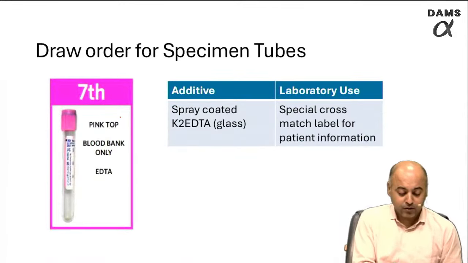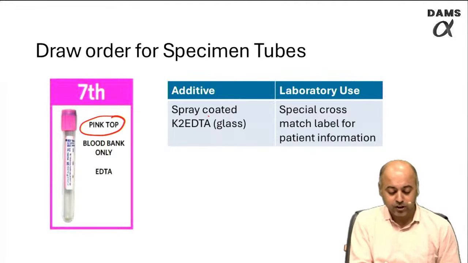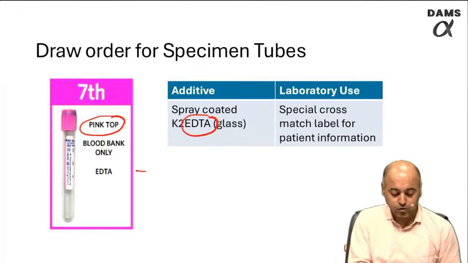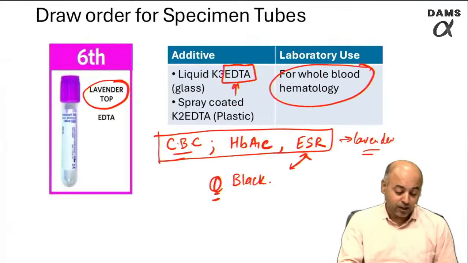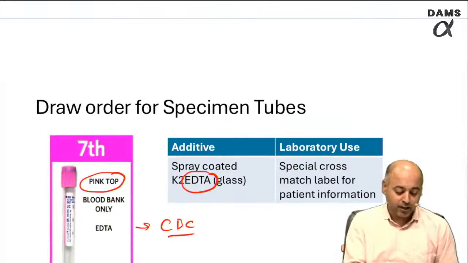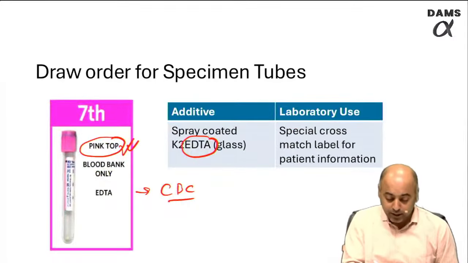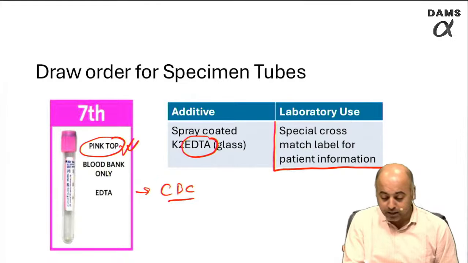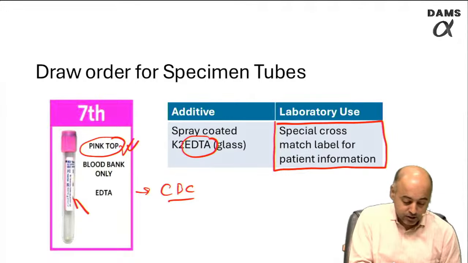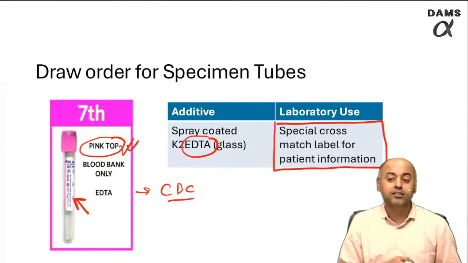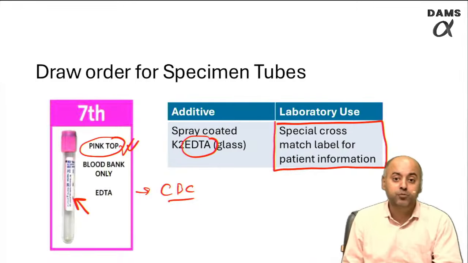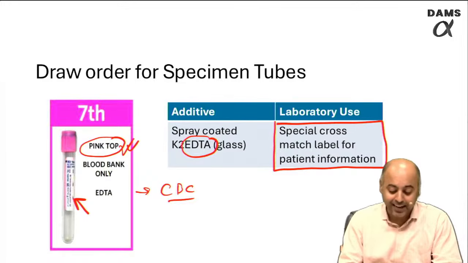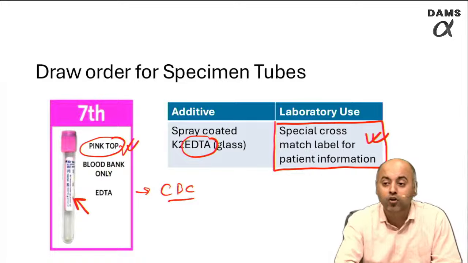Then we also have a pink top vial. This also contains EDTA. Here also the cells are free, coagulation doesn't happen. The lavender top vial and the pink top vial are exactly the same. The only difference is in the pink top vial, the label which is here is different. This label provides provision for writing the details of cross matching.